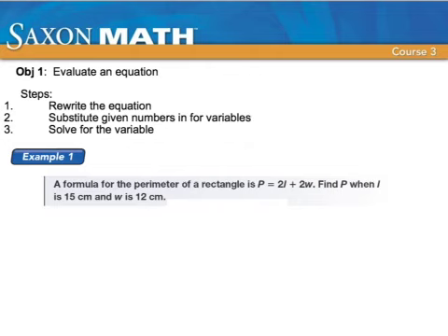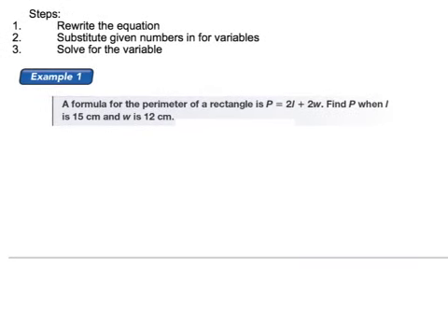A formula for the perimeter of a rectangle is P = 2L + 2W. That means 2 times L plus 2 times W. So the perimeter equals 2 times the length plus 2 times the width. Then it says to find P when L is 15 centimeters and W is 12 centimeters.